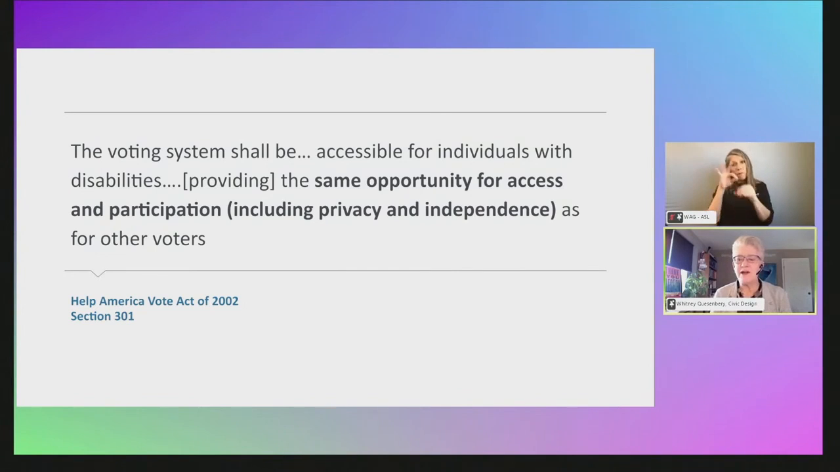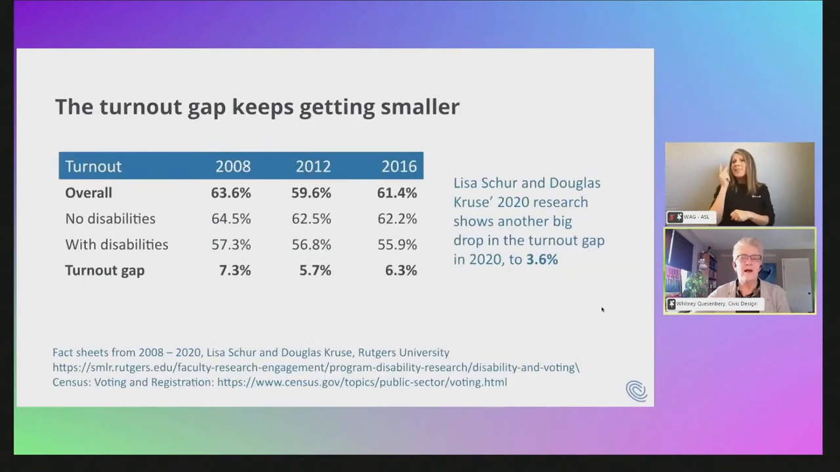This is a huge definition because it says not just kind of accessible and not just I can use the machine, but it gives an outcome, which is that you're able to vote privately, just like everyone else, and independently, just like everyone else. Now, that was 2002. We're 21 years later, and let's see how we're doing.